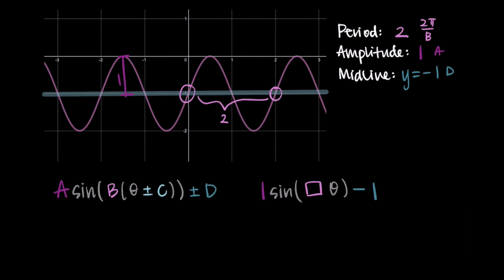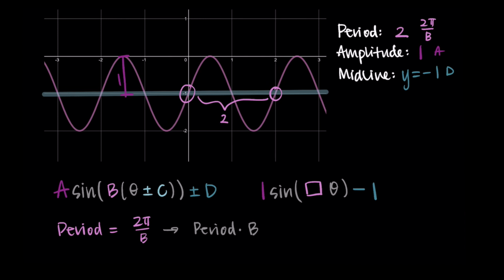And let's figure out what that something is related to the period. So I know my period is 2, but we need to figure out the B value that's going to go in our formula. We have the other transformations accounted for, we just need to figure out this B value. So I know that the period is equal to 2 pi over B. So I can actually solve this for B to get a formula that we can use over and over again to find the B value.